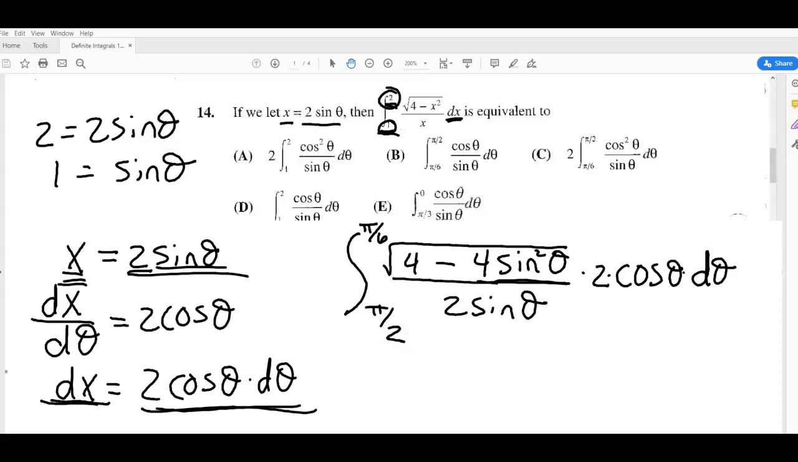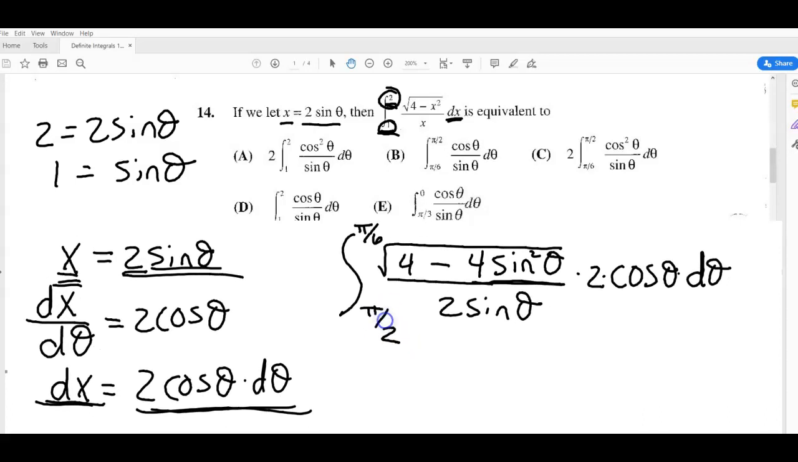I just realized, by the way, I goofed up. The pi over 2 should be on the top, because that's what I got when I plugged in 2. And the pi over 6 should be on the bottom, because that's what I got when I plugged in 1. So right away, we know that this is not the answer, and this is not the answer, this is not the answer, because of my limits. It should be pi over 2 on top and pi over 6 on the bottom.